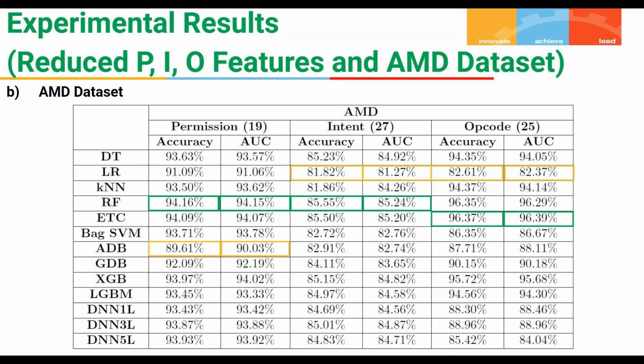Coming to the AMD dataset for the reduced PIO features, we can see that Random Forest has achieved the best accuracy and AUC for both permissions and intents, while the Extra Trees classifier achieved the best accuracy and AUC for opcodes. AdaBoost has achieved the least accuracy and AUC of 89 and 90% for permissions, while Logistic Regression has achieved the least for both intents and opcodes.